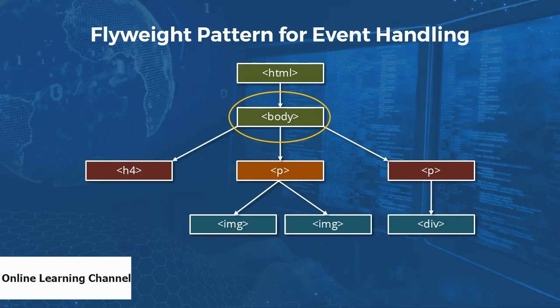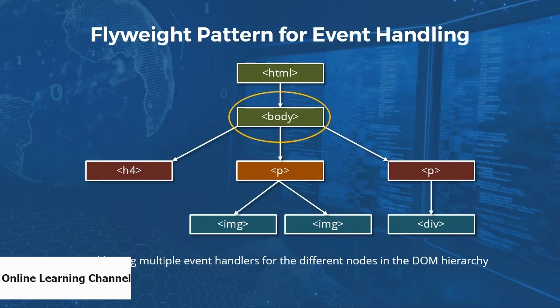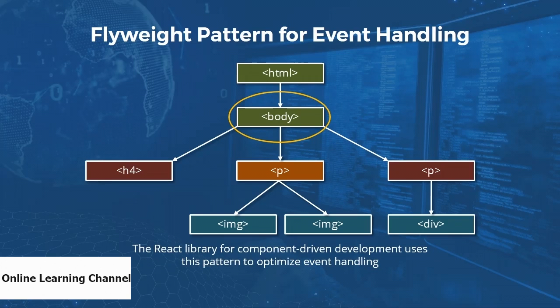And this is the flyweight pattern in action. Instead of having multiple event handlers for the different nodes in the DOM hierarchy, that is, many small objects which take up resources, you'll have a single event handler. And in fact, the React library for component driven development uses exactly this approach for centralized event handling. And this is an important reason why the React library is considered so performant.